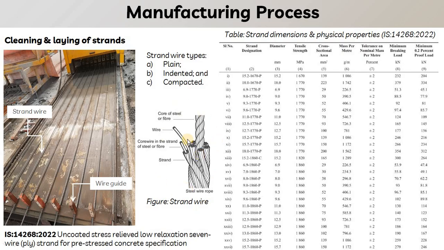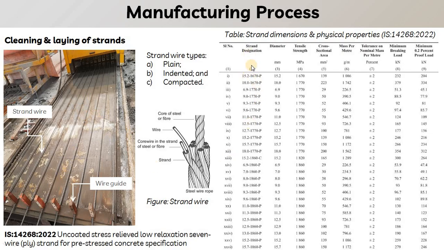Actually, let us understand the concept of how this strand is prepared. What is strand, what is wire, and what is tendon. A single wire is known as wire. When a number of wires are twisted into a single wire, that is known as the strand, and when a number of strands are twisted in a group, that is known as the tendon. So here we are using strand wire.